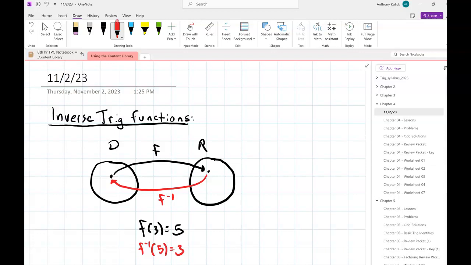Cool. So if f is a set of xy's, f inverse is the set of yx's. Everybody's okay with that?